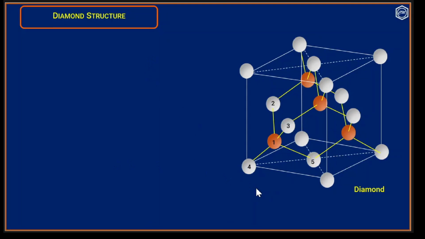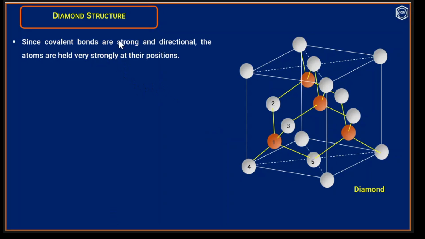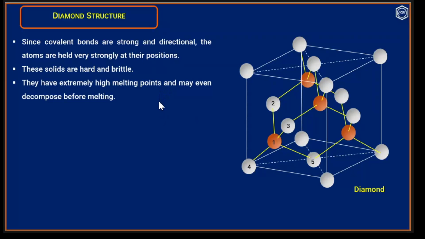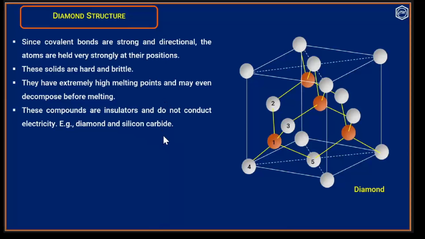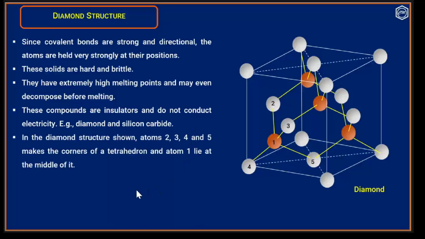Let us study more about the diamond structure. Since covalent bonds are strong and directional, the atoms are held very strongly at their positions. These solids are hard and brittle, and they have extremely high melting points and may even decompose before melting. These compounds are insulators and do not conduct electricity. For example, diamond and silicon carbide.